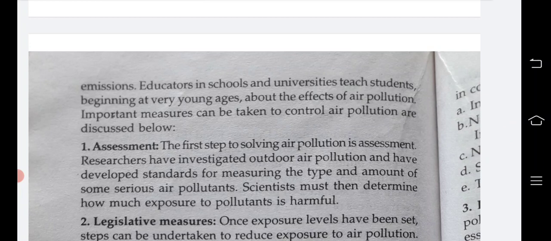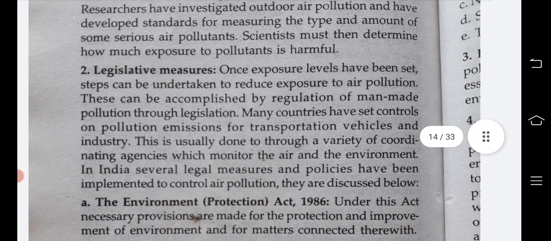First of all, assessment. The first step to solve air pollution is assessment. They have to go out and assess what is the level of air pollution, what kind of pollution, which particles are there in the air which are causing more pollution, and from where it is coming, and accordingly we have to take steps. Second, legislative measures. Legislative measures are legal measures. Laws are passed in order to see to it that environmental pollution doesn't happen.